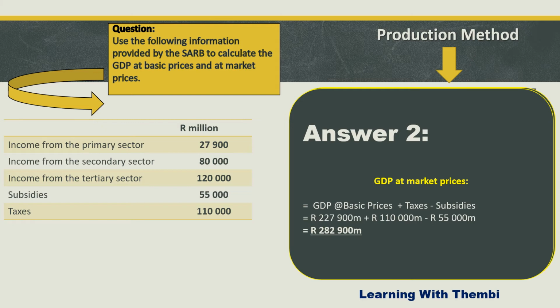And it doesn't matter if you use it in this form or maybe you answer it in a table form. It really doesn't matter as long as you show all your calculations and you insert all the values which are aligned to the income on the primary sector and the income on the secondary sector, the subsidies and the taxes. And that is how you get to your answer.